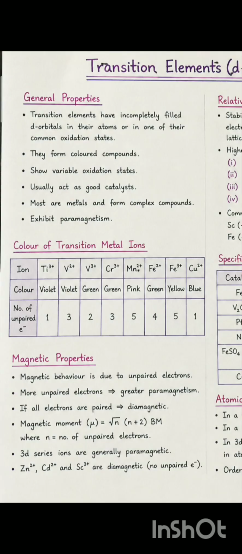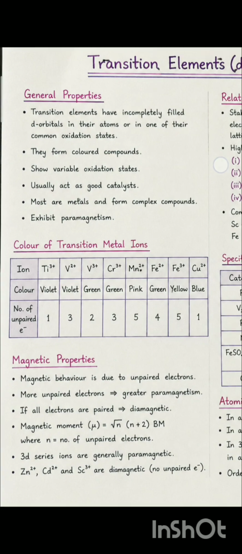Next is magnetic properties. Magnetic behavior is due to unpaired electrons. The more unpaired electrons, the greater the paramagnetism. If all electrons are paired, the substance is diamagnetic. The magnetic moment mu is equal to root over n into n plus 2 BM, where n is the number of unpaired electrons. In the 3D series, ions are generally paramagnetic, and Zn +2, Cd +2, and Sc +3 are diamagnetic. There is no unpaired electron.